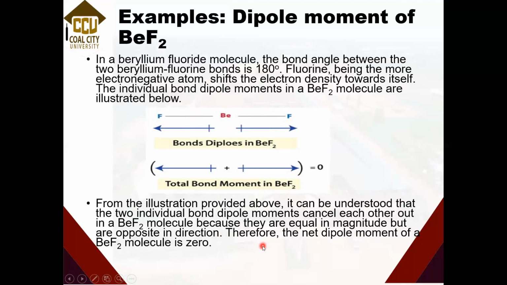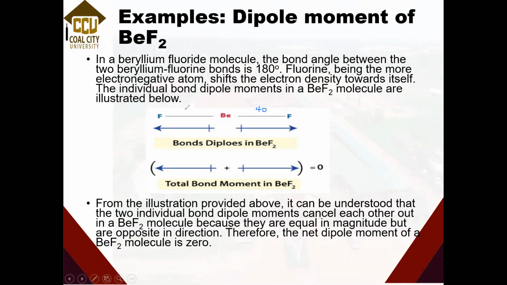From what we said in the previous slide, each bond has its own bond dipole moment, and the molecular dipole moment is the vector sum of each of the bond dipole moments. So let's take, for instance, that this has a bond dipole moment of 4. Let's say it has a dipole moment of 4 Debye.